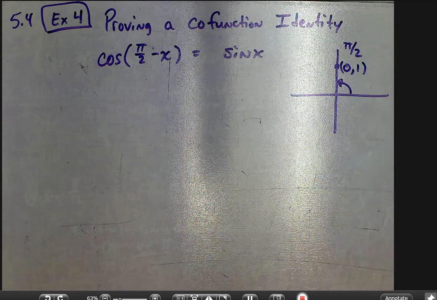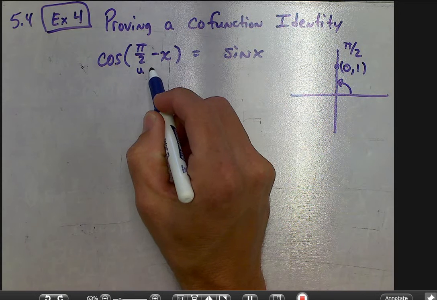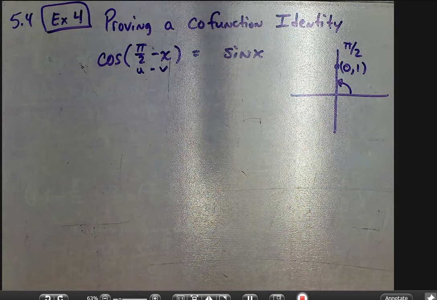5.4, example 4, proving a cofunction identity. We have the cosine of pi over 2 minus x, that's the cofunction identity, and it's equal to sine of x. You'll notice over here on the side, I went ahead and drew the angle pi over 2 and gave its ordered pair (0, 1). So what we do is, we say the first one is u and the second one is v. So it's kind of like saying the cosine of u minus v.